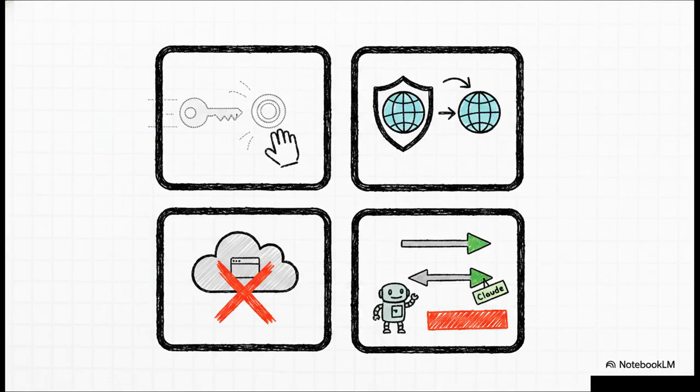Third, and this is a big one, no browser automation. The cloud environment is stateless, so tools like Playwright just aren't going to work. And finally, remember that by default, a routine can only push code to branches that start with claude/. Just something to keep in mind for your Git workflow.